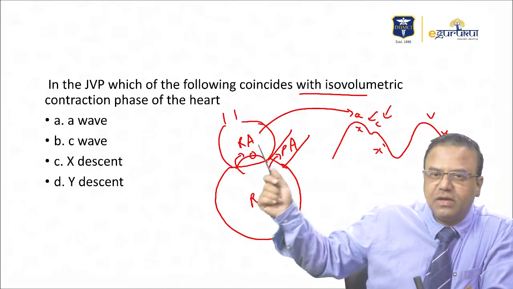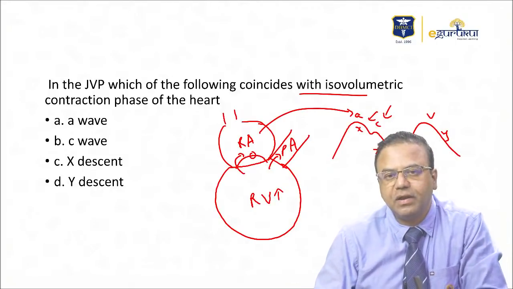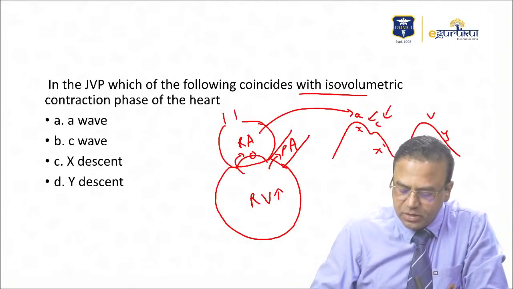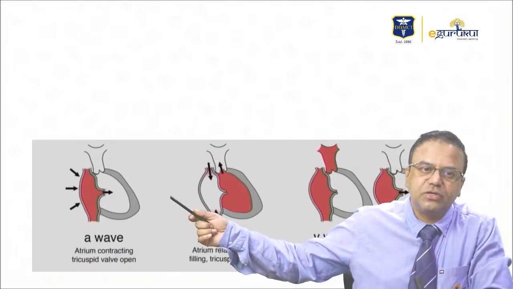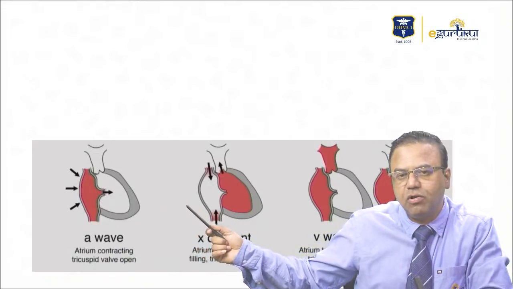And the V wave is the atrial filling and the venous filling of the right atrium. That is what we refer to as the V wave. So to summarize it over here, A is the atrial contraction, which I'm sure all of you are aware.